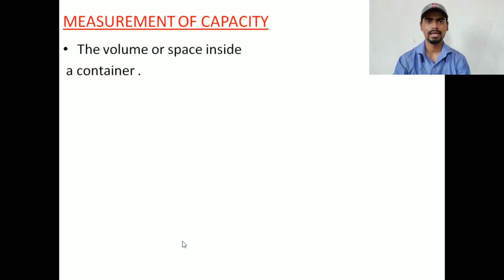Now what is capacity? Capacity is nothing but a volume or a space inside a container. If you take a glass, okay, the space which is inside the glass, the empty space, that space is known as the volume. Okay, in other words, you can say the capacity of that particular container. If we say we are having two vessels, say one is the glass and one is the pot, which vessel is having the more capacity? Obviously the pot. Okay, because the pot is having more space inside it compared to the glass.